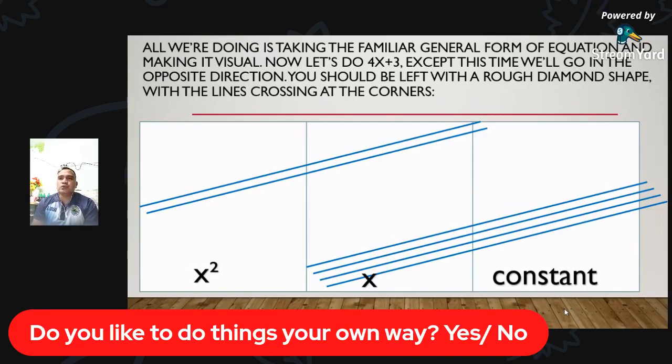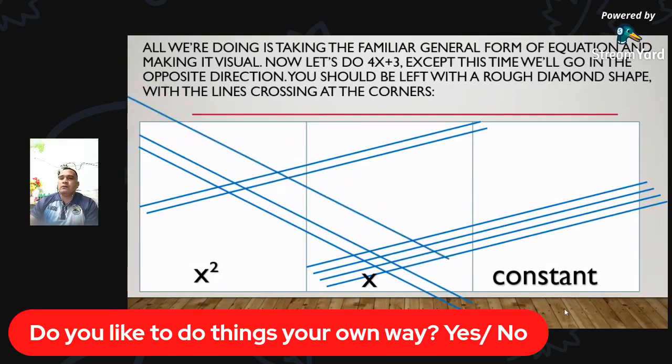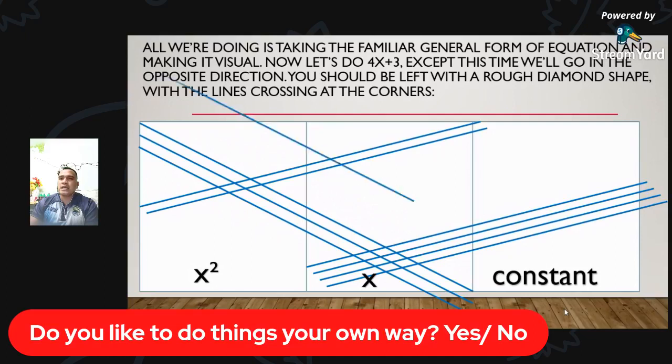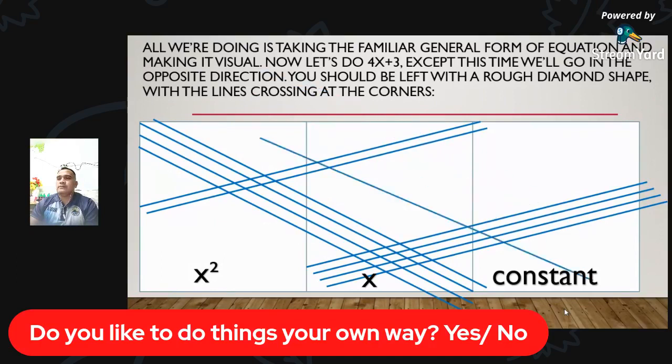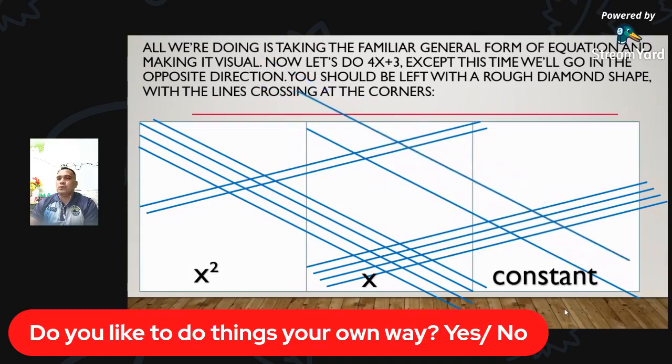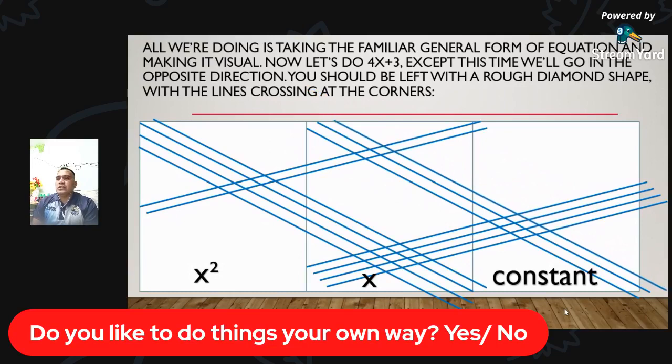Now, let's do 4x plus 3, except this time we'll go in the opposite direction. You should be left with a rough diamond shape with the lines crossing at the corners. So we have 1, 2, 3, 4. We have 4x and then another lines 1, 2, 3. So now we have the representation of 2x plus 4 multiplied to 4x plus 3.